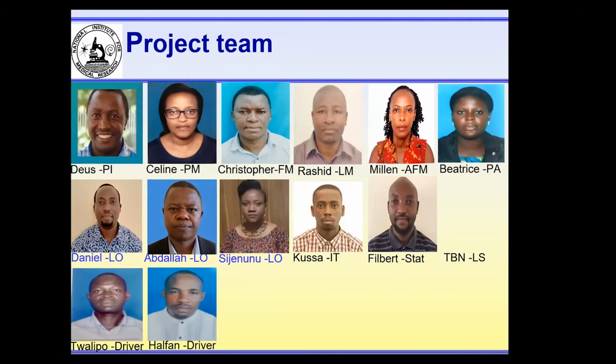After that, we set up a team, and as you can see, myself as PI, Celine, who is the project manager, and Christopher, the finance manager, and other members of the team. But you might be interested to see 3 colleagues from the National Malaria Control Program. Initially in the design, we had 1 liaison officer, but after the discussions, we ended up agreeing to have 3 because of their roles. Dan is the lab focal, Abdallah is the focal for case management, and Jenunu is the focal for surveillance, monitoring and evaluation.